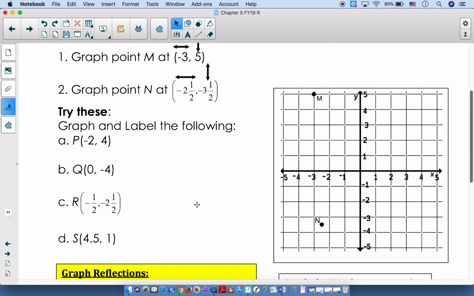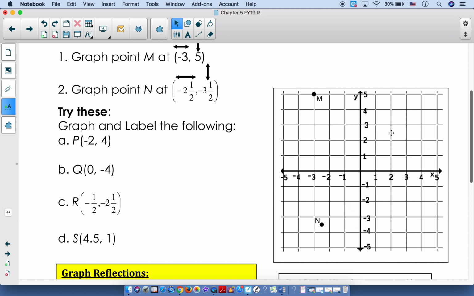Okay, again, if you have any questions, I want you to raise your hand. Otherwise, I want you to try these next 4, where it says graph and label the following P, Q, R, and S. I want you to pause the video, do this on your own. When you've got all of them, I want you to hit play and see if you got them correct.